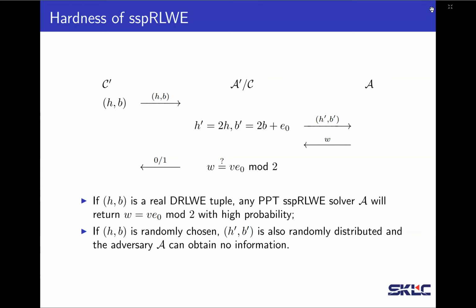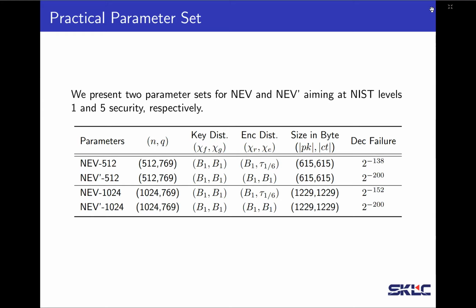Now we turn to the performance of our scheme. We present two parameter sets for our scheme and its variant, at level 1 and level 5 security. For level 1 security, our scheme achieves ciphertext size and public key size of 650 bytes. And for level 5 security, our scheme achieves 1,529 bytes. Both schemes achieve reasonably small encryption size.